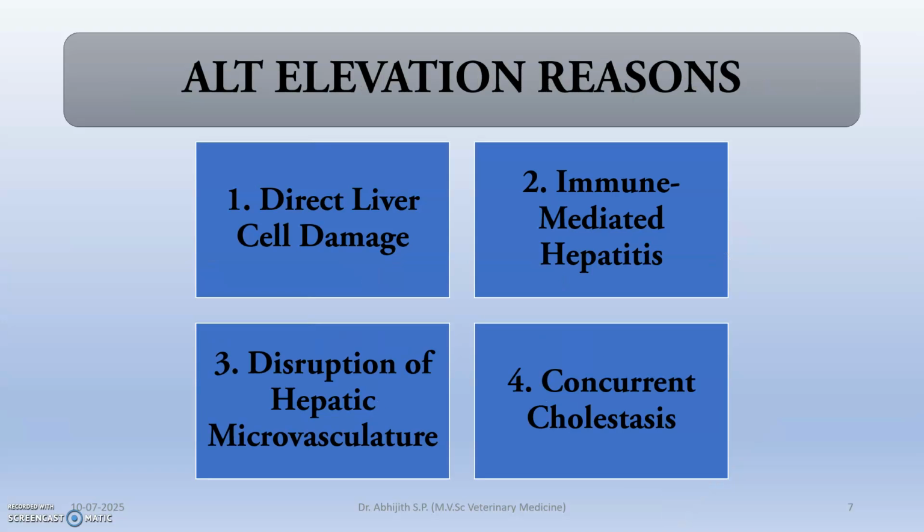Why does ALT elevation occur? Mainly we have four answers. Firstly, because of direct liver cell damage. Secondly, immune-mediated hepatitis. Third will be the disruption of hepatic microvasculature due to the leptospiral organism. And fourth one will be the concurrent cholestasis because of bile duct obstruction.